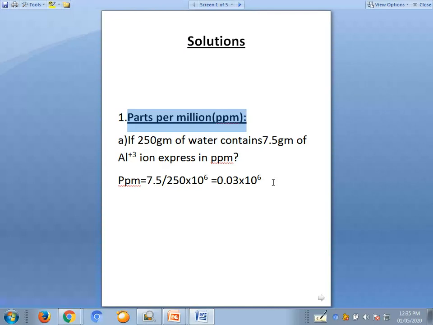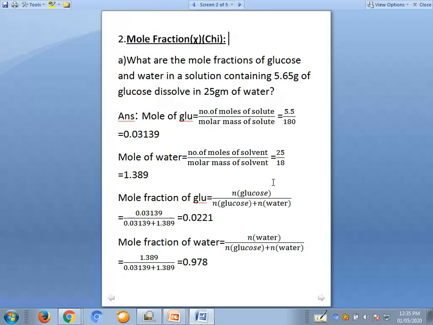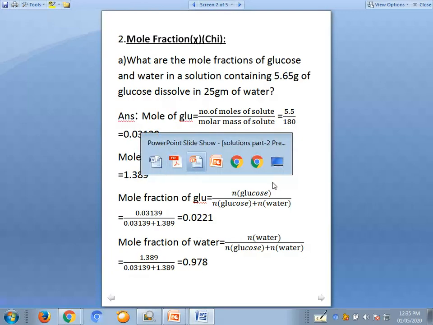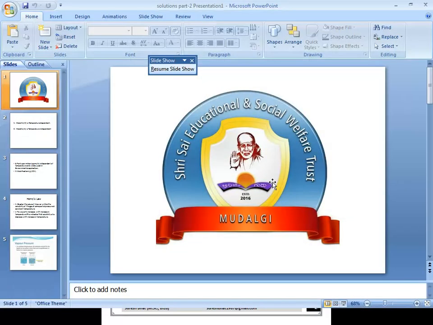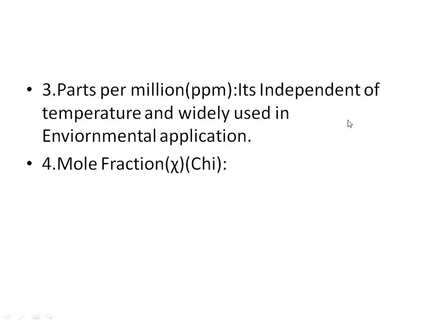Right? So these are simple problems related to parts per million. Now, apart from that, you should also know one more thing regarding parts per million, right? That is, parts per million or ppm is independent of temperature. So remember, student, ppm is independent of temperature, and it is widely used in environmental applications, right? So I think we are clear with the concept of parts per million.